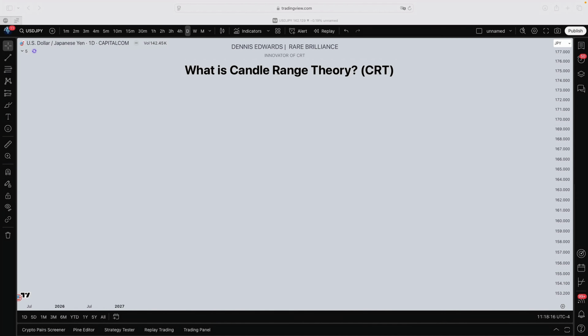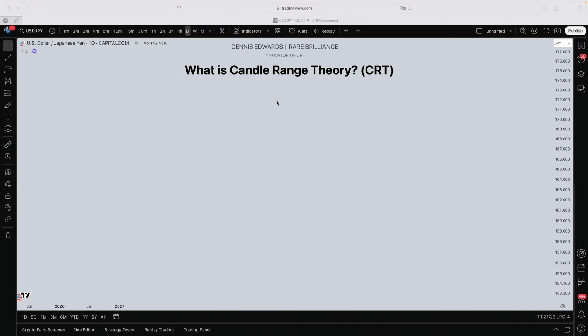Now, this is where the real journey begins. So let's get straight into it. What is candle range theory? Candle range theory is a simple but powerful way to read the market through its natural phases. So I'm going to type the meanings on the chart and just follow along.